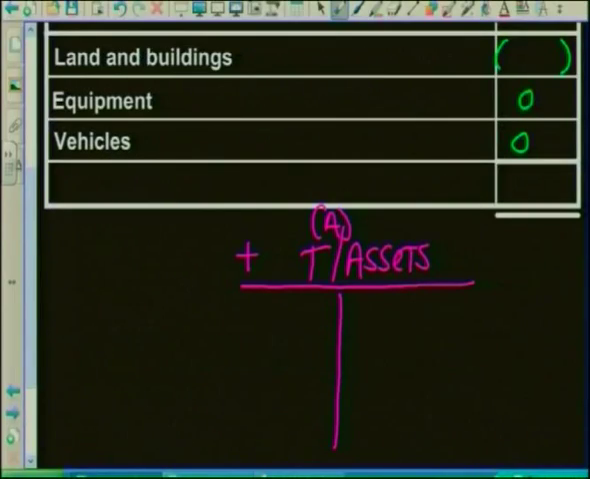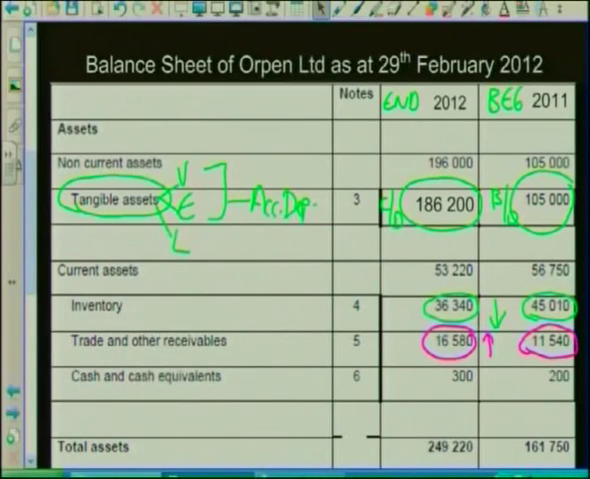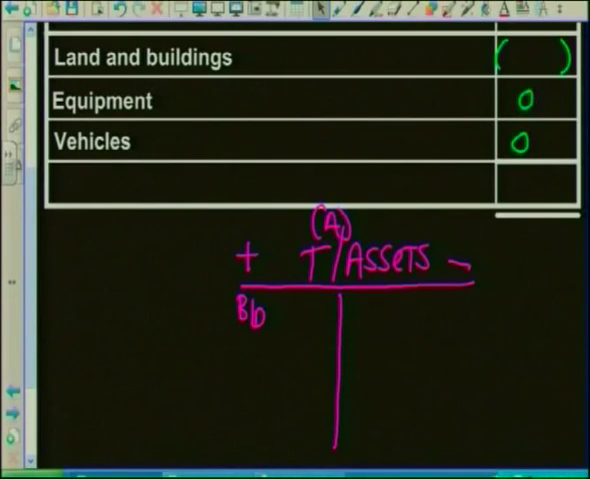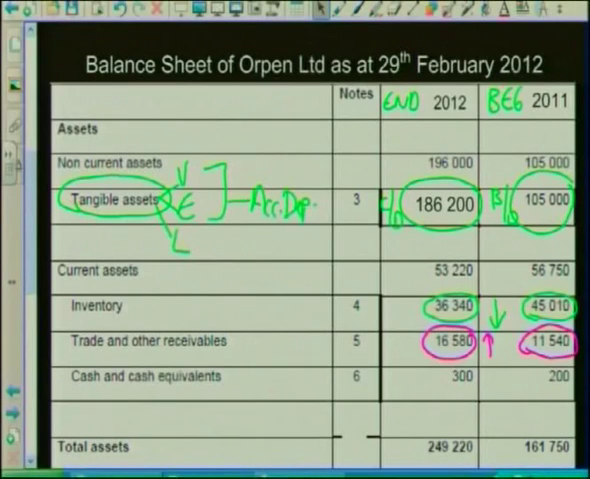So tangible assets, it is an asset, plus minus. At the beginning of the year, I will bring down a balance, so brought down at the beginning of the year. Let's go back to the question. 105,000 was my balance at the beginning of the year. Okay, so let's fill that in, 105,000. Let's now look at carried down. Again, you need to know the format of your ledger accounts. Carried down on the credit side. So at the end of the year, my land and buildings, sorry, not land and buildings, but tangible assets is sitting at 186,200. So let's fill that amount in.